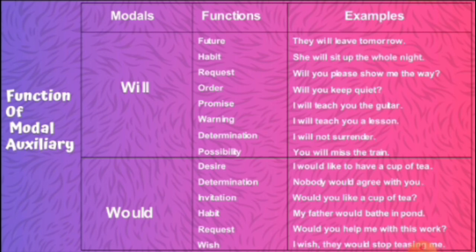So the first function is future, when we use will, as in they will leave tomorrow. This is a very universal use of will, and sometimes it is used for showing habits. The second one is, she will sit up the whole night, and sometimes it is used as a request, will you please show me the way. So there are n number of usages, and you can note them down through the screen. And there is would again, which shows desire, determination, invitation, habit, request, and wish.